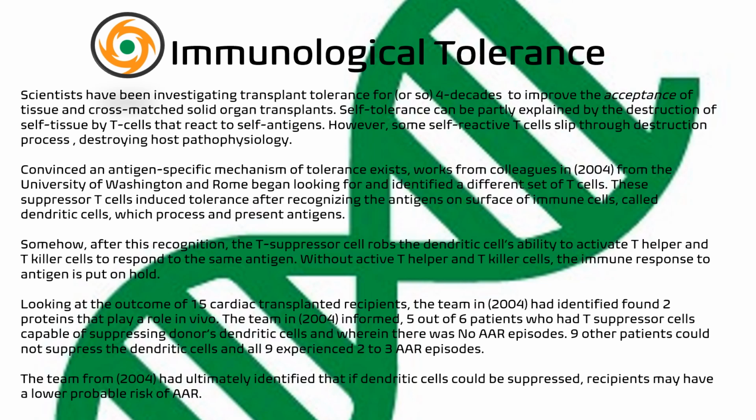The team, retrospectively again in around 2004, found that 5 out of 6 recipients who had T suppressor cells were capable of suppressing the donor's dendritic cells, and there were no acute allograft rejection episodes. The 9 other recipients could not suppress the dendritic cells, and all 9 experienced two to three acute allograft rejection episodes. So the team from 2004 retrospectively identified that if dendritic cells could be suppressed, recipients may have a lower probable risk of acute allograft rejection.